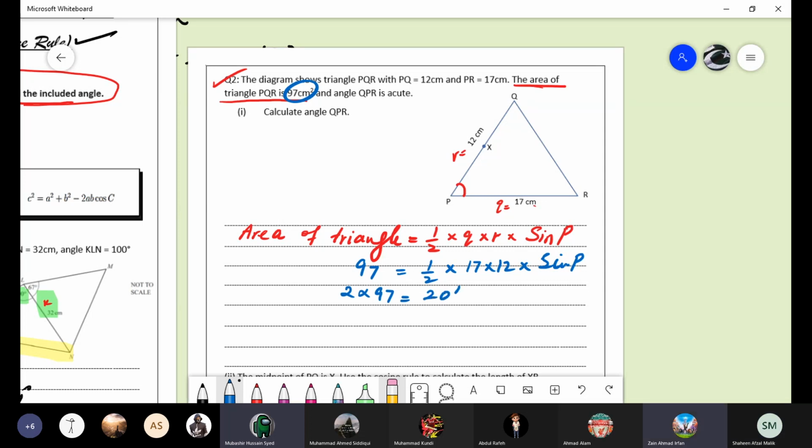Ma'am, the answer comes 204. And sine P, so sine 2 P... and 97 is how much? 194? Yes, ma'am, 194. 194 divided by 204 is equal to sine P. How will you find out P? Sine inverse. Okay, take sine inverse of this value, 194 divided by 204.